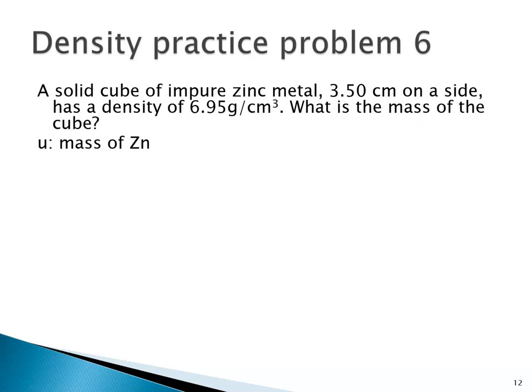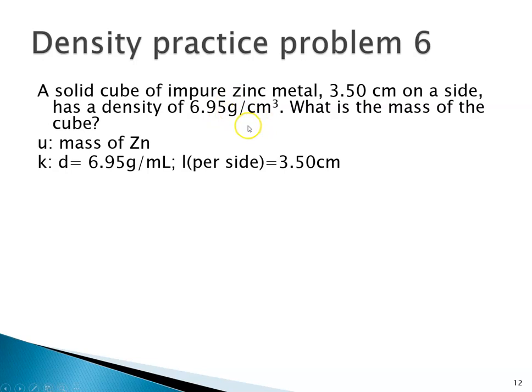So let's work through this and see what we can do. Now, what is the unknown? The unknown is the mass of the zinc. That's what they asked us to solve for. The knowns are all these things that they told us that are useful in the problem. Sometimes I'll give you extra information. So most of the time you'll use what's there, but sometimes you may have something left over that you don't need. But anyways, the density is given and the length of each side.